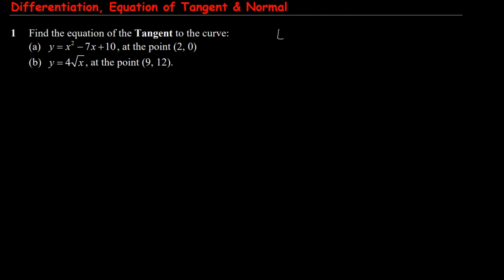The equation of tangent formula, which we can write as y minus y1 equals m into x minus x1. This is the formula for the equation of tangent. So here we just need to place three things.